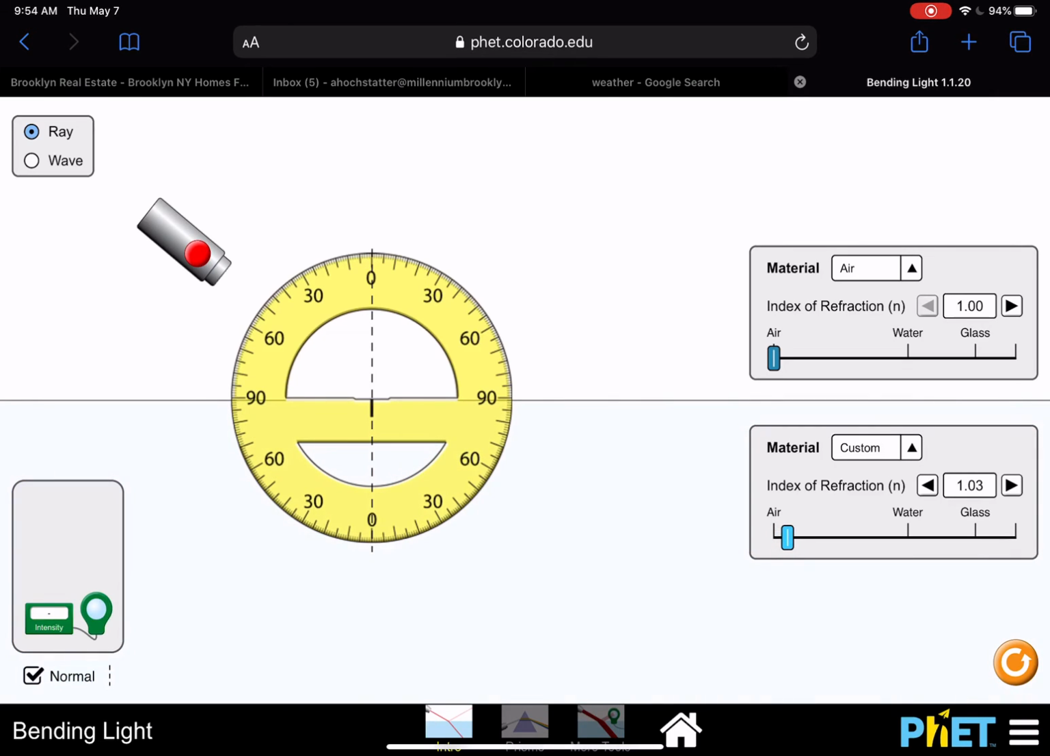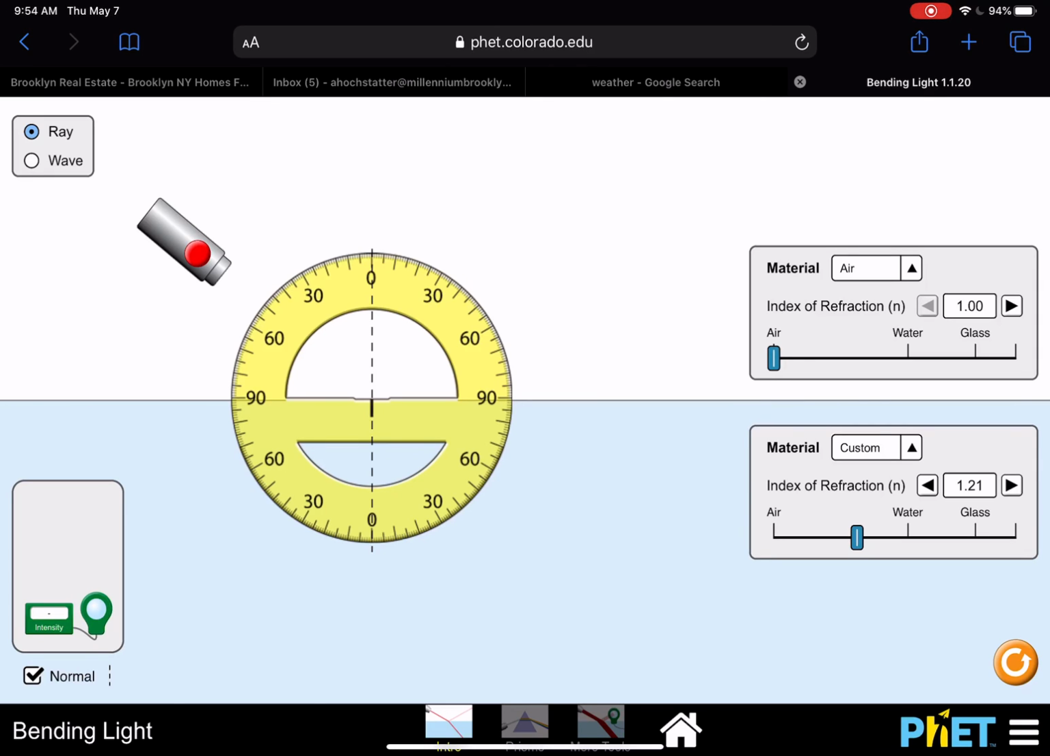So I would probably start at like 1.1. You're going to have it start, you're going to measure the angle of refraction, and then maybe go up to 1.2, and then measure the angle of refraction, so on and so forth. Or, you could even go by like 0.05 increments if you'd rather. For your graph, it doesn't really matter.